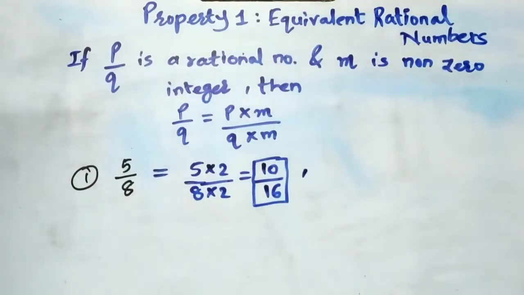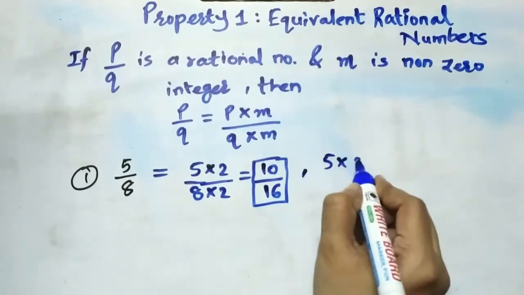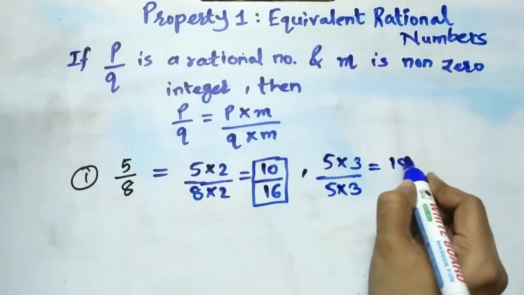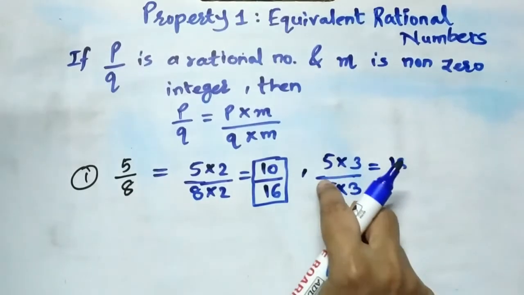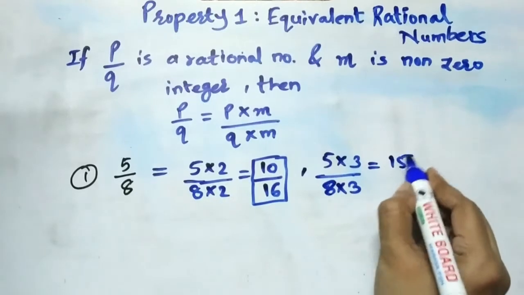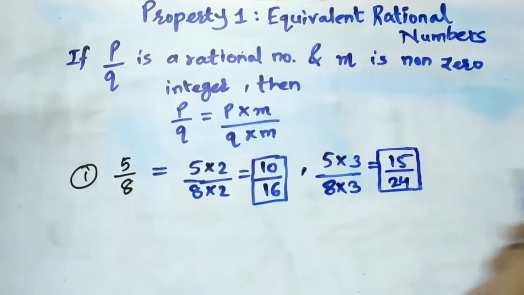In the same way, again I can get another one by just multiplying with another number. Here 5 by 8 is there. So here 5 3s are 15 and 8 3s are 24. This is one more equivalent rational number. So in this way you can continue and you can find so many equivalent rational numbers.